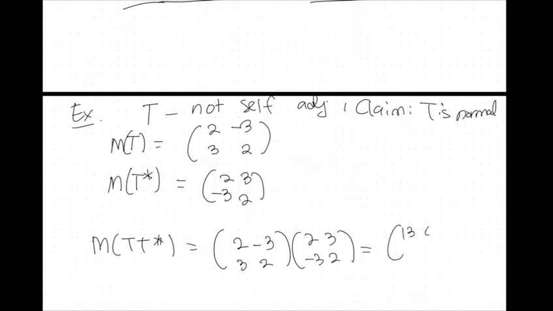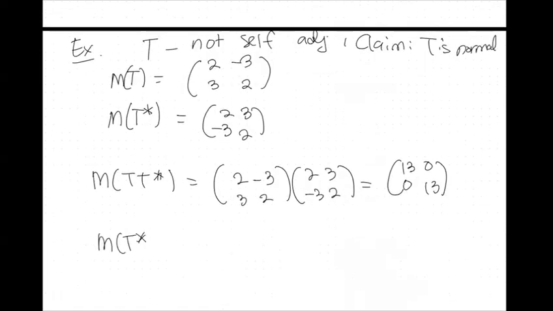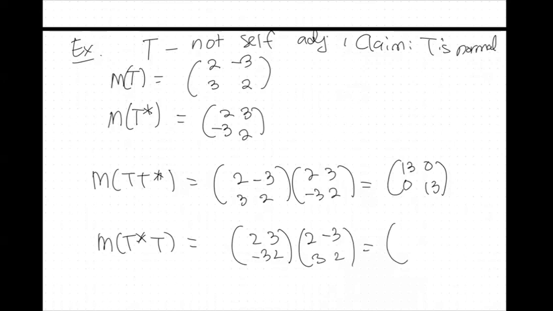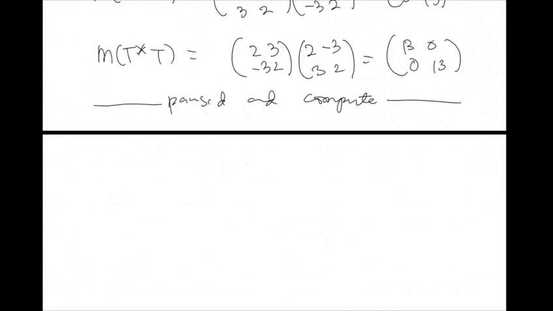This gives us [[13, 0], [0, 13]]. And also the matrix of T star T is just [[2, -3], [3, 2]] times [[2, 3], [-3, 2]]. Then you get [[13, 0], [0, 13]]. Here, pause the video and compute. Of course, you can do it by hand or you can use our solver. Thus, T here is normal, but not self-adjoint.